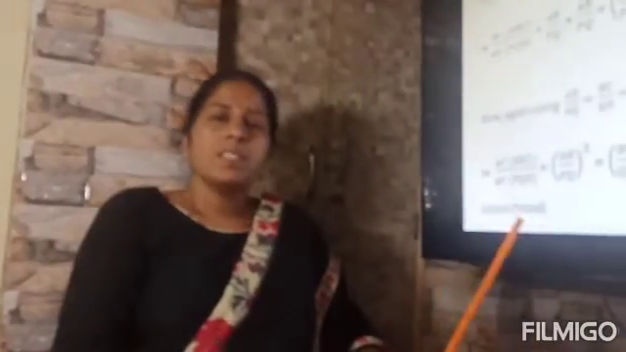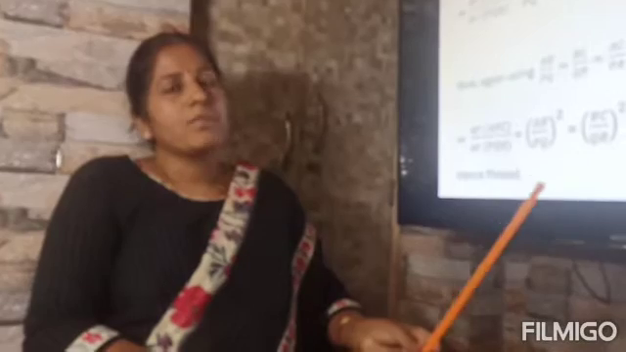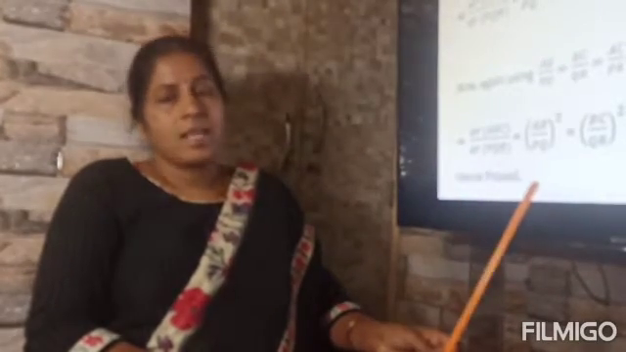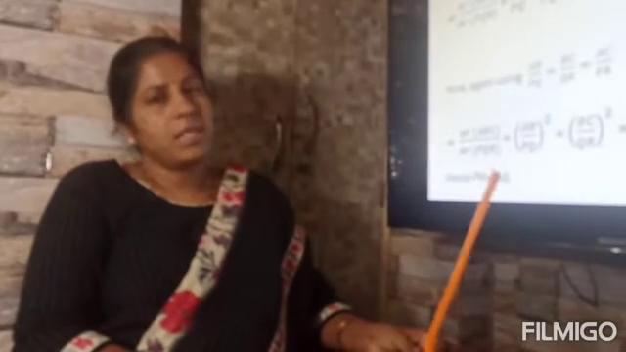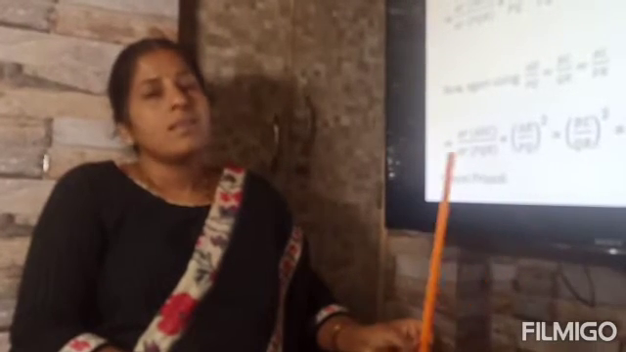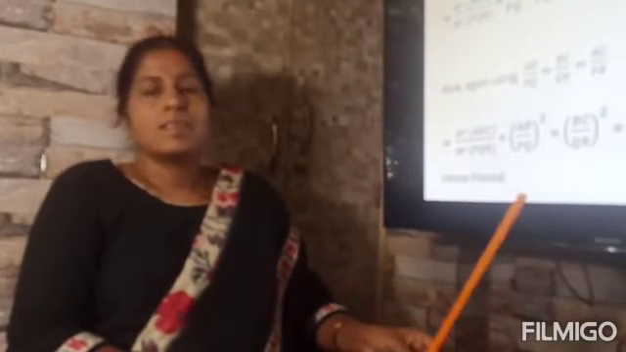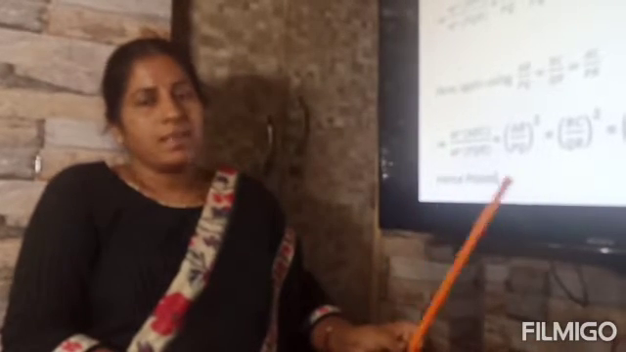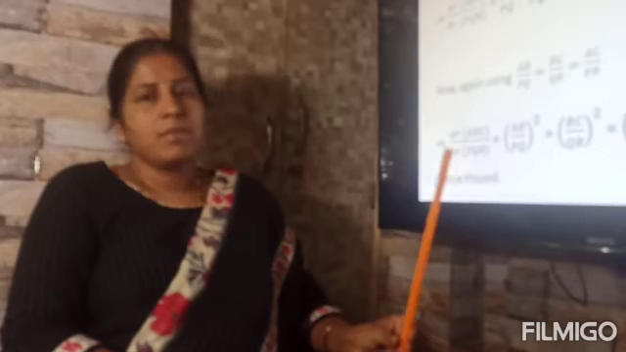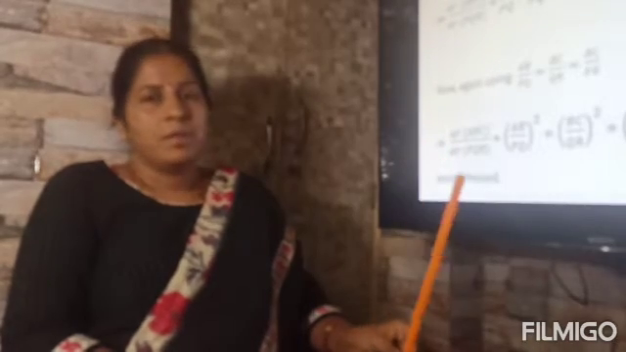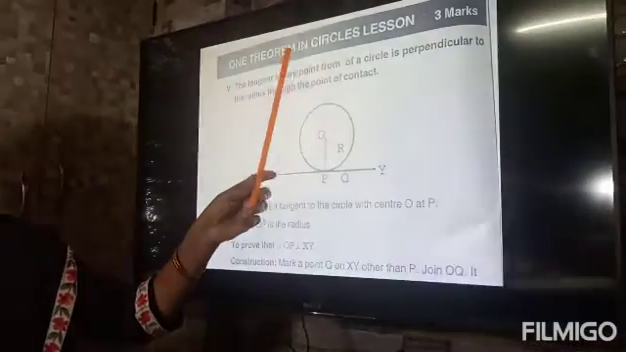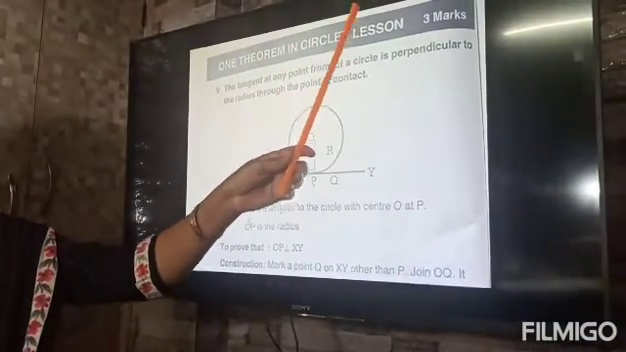Students, we finished all the important theorems from the triangles chapter. From these theorems, any one theorem definitely comes. Now we'll go to the circles chapter. There, from two theorems, any one theorem will come, and that we'll do now. It is one theorem in the circles lesson for 3 marks.